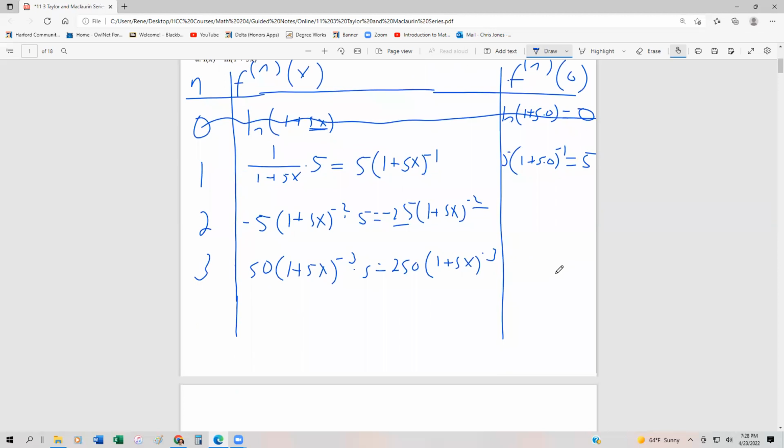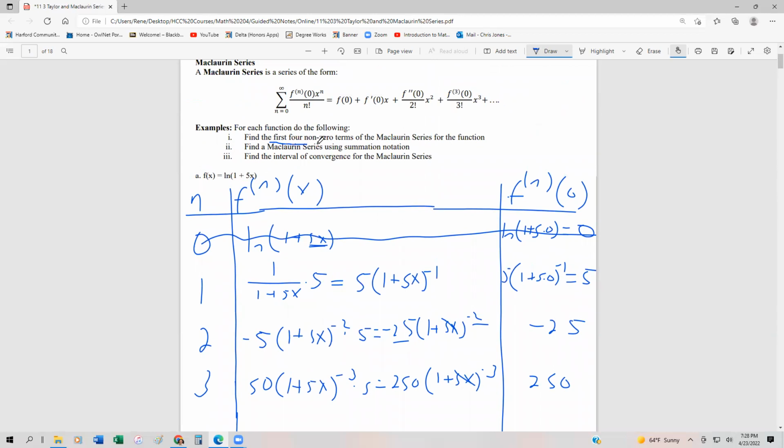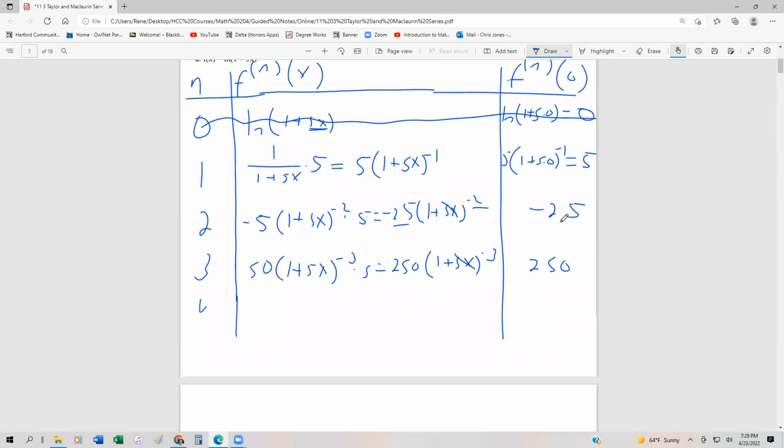As we keep doing that, what we're going to notice is these are going to cancel out if we substitute 0 back in for x, and we're going to be left with the coefficients. Okay, so that's negative 25. This is 250. And because we're asked to find the first 4 non-zero terms, we're going to have to find one more derivative. Okay, so this is going to be the 4th derivative.